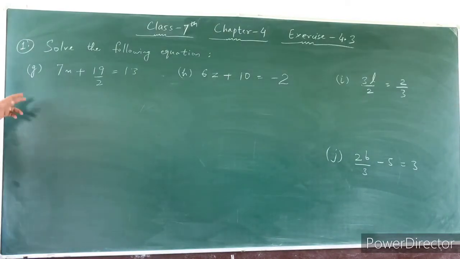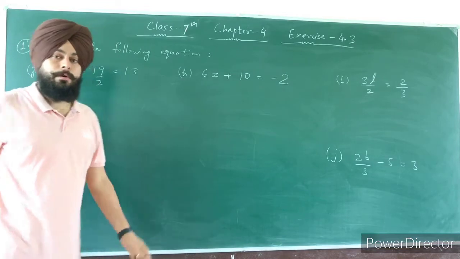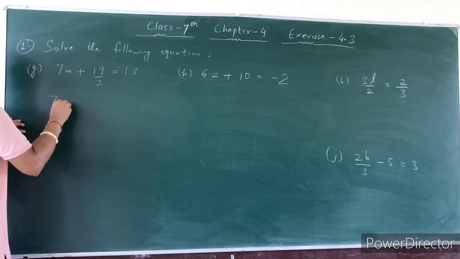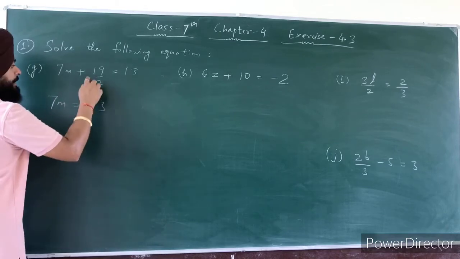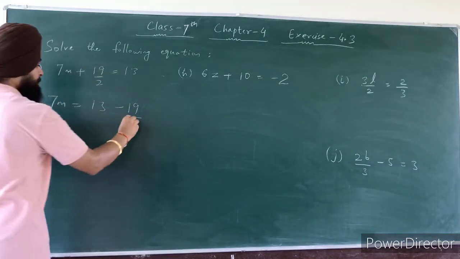Next G part, 7m plus 19 by 2 is equal to 13. So you can separate the variable and the constant. Take this 19 by 2 on the right hand side, the sign is negative, minus 19 by 2.